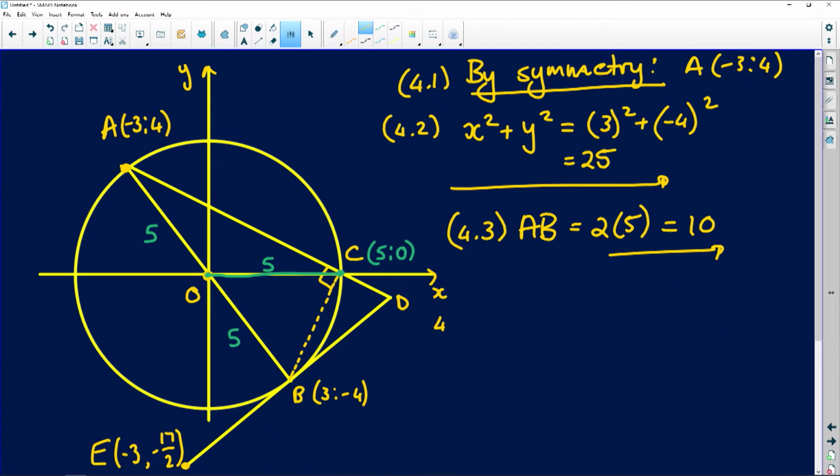Okay, let's look at 4.4. They now give us the length of AD. Let's put it on here. This length, they say, is the square root of 125 units. And they ask us, find the length of BD with reasons. Now, there's 3 marks here, so write a little bit more than just an answer.